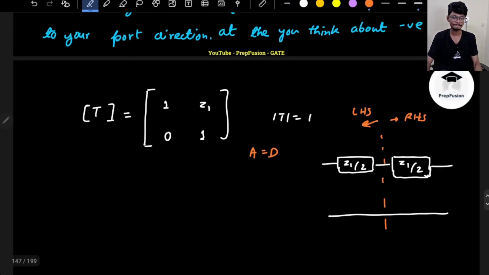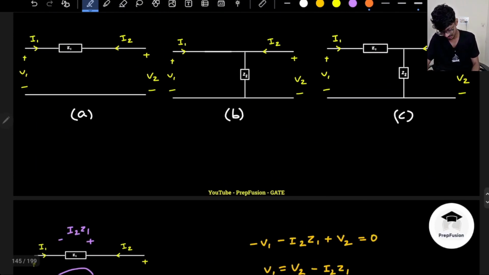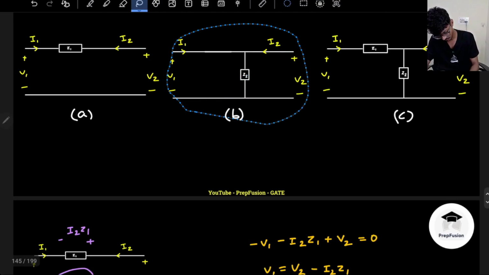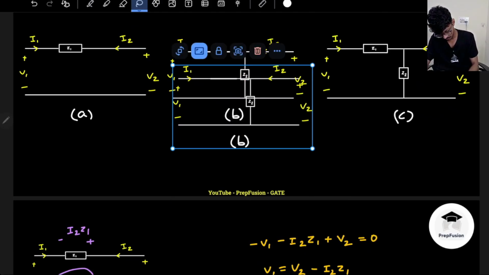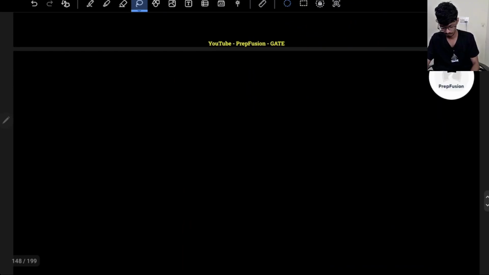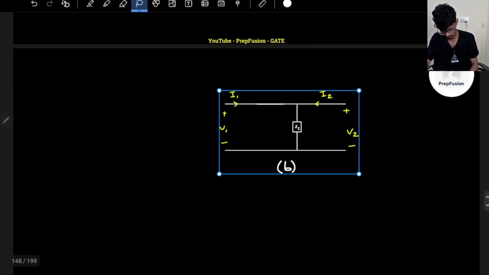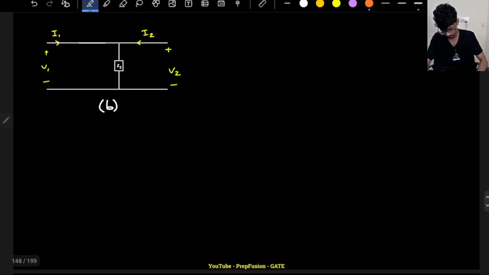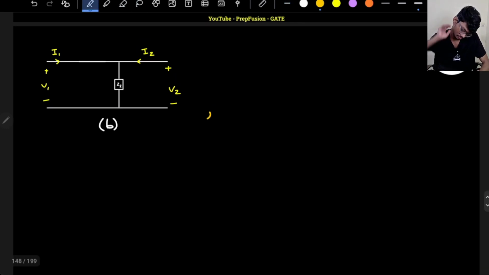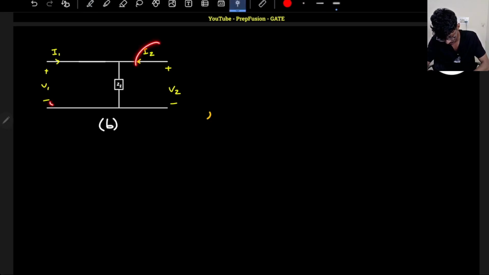Okay, now let's check for the other network, that is this one. Again, if I want to write my currents and voltages, let's say I want to write my voltage in terms of port current I2 and V2. Can I write it? So what will be this current basically? This is the voltage, right?